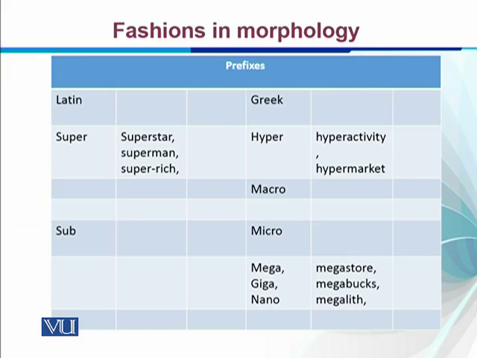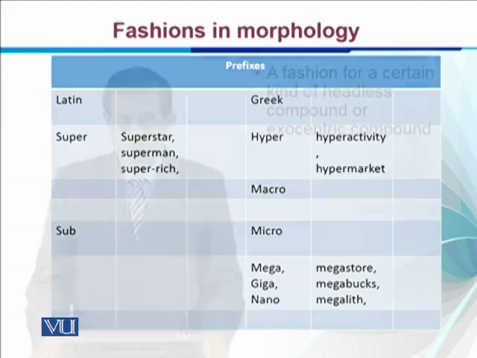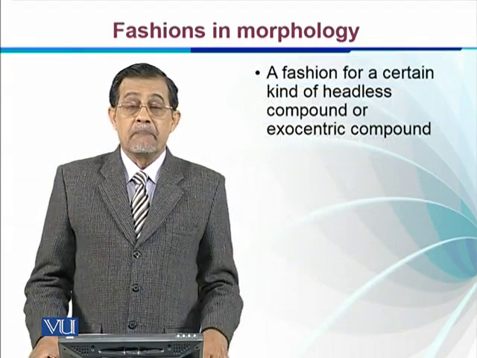So we can have Latin super, so we get the words superstar, superman, super rich, and Greek hyper in hyperactivity, hypermarket, or macro, mega, giga, and nano. These are some words which are used in the English language nowadays, right? These prefixes still exist.